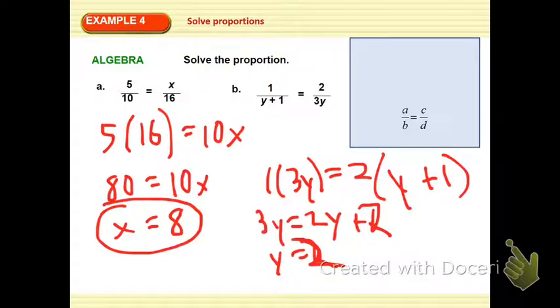Y equals 6. Questions? How'd you get the Y? How'd you get Y equals 2? I subtracted 2y from both sides. So basically all cross multiplying is just distributing. Be careful, guys. You've got to be careful on this top problem. The definition is proportion. Proportion, yeah.